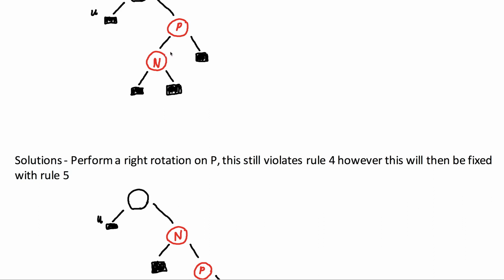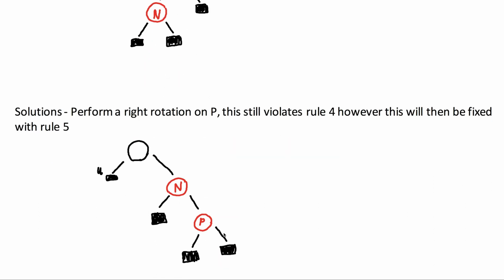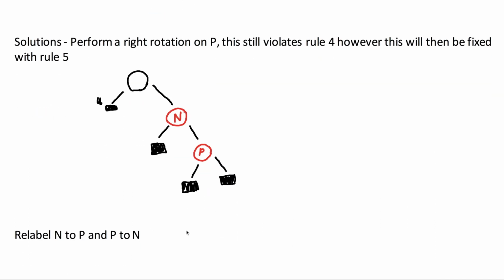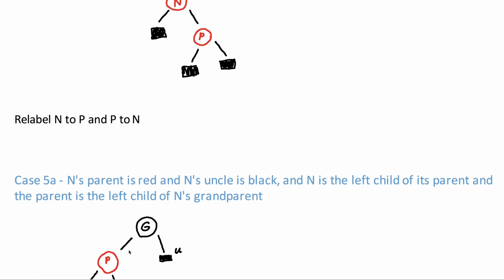So this brings all of the nodes from being an internal tree structure to being external around the outside. And again, this is still violating Rule 4 because we have a red parent that has a red child, but don't worry, Rule 5 is going to take care of this for us. And again, just relabel N to P and P to N, just to make sure you can keep all the nodes straight in your mind when you're going through this.